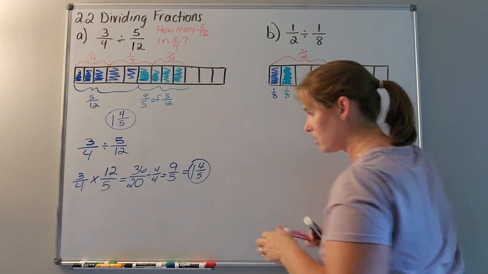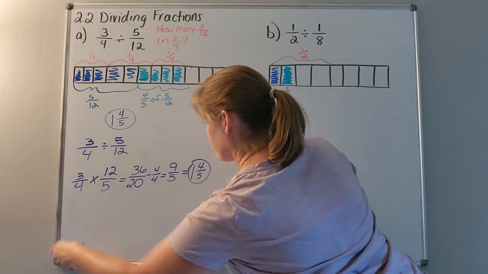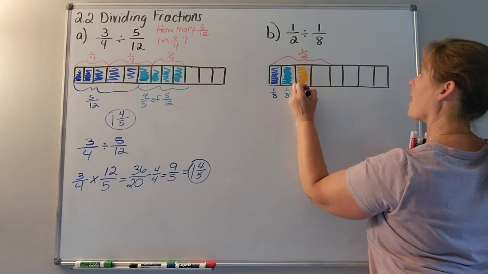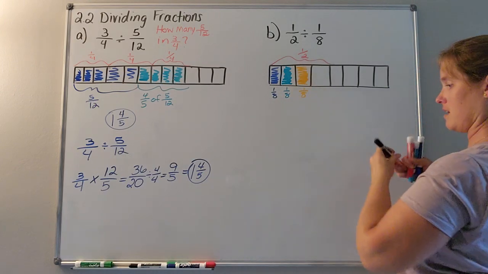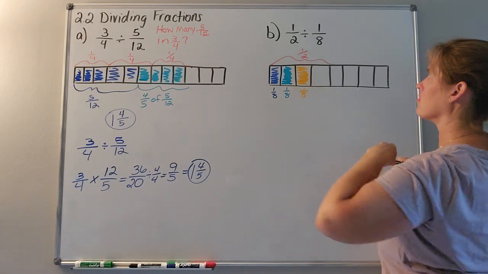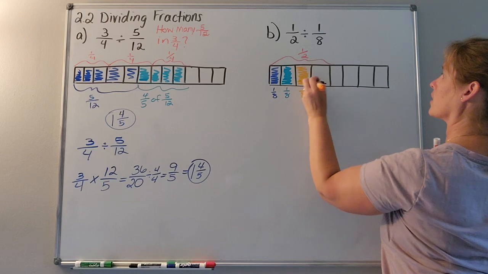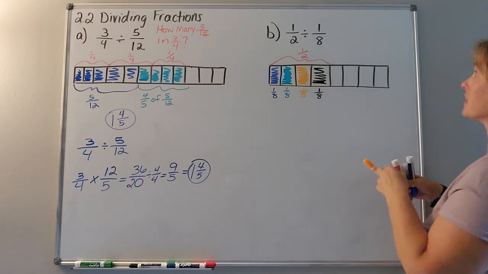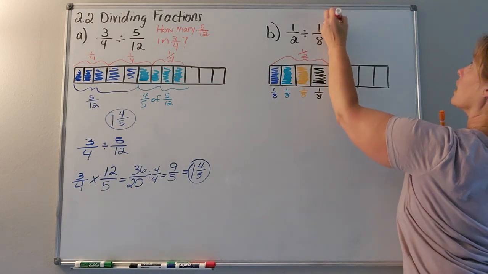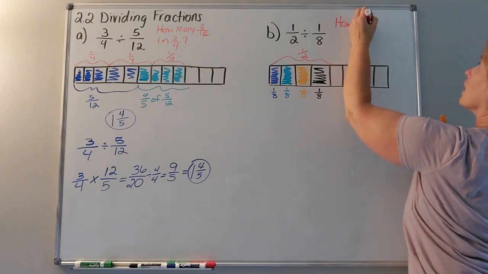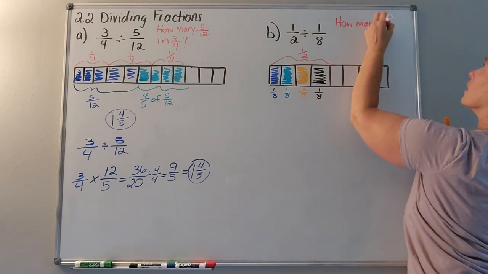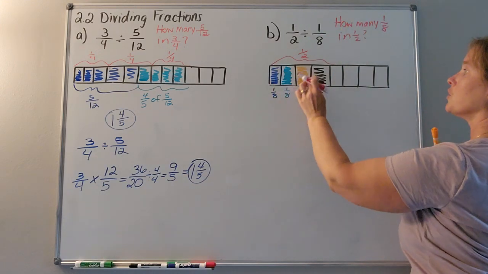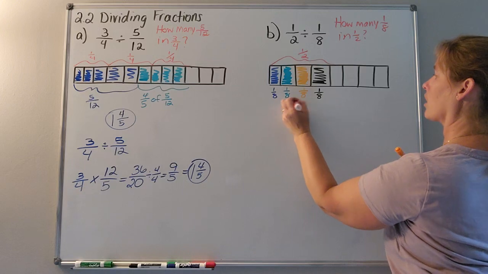Gotta get some more colors. Here's an eighth. And here's an eighth. Just color that one in black. How many different 1/8 are there? Because that's the question. Well, I see 1, 2, 3, 4.